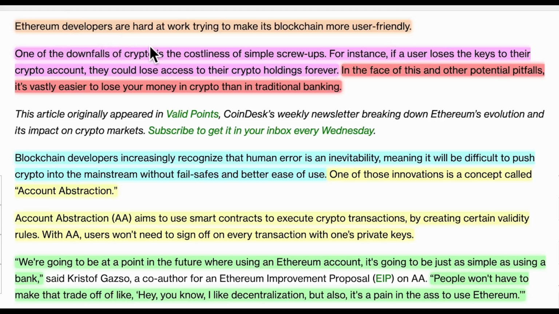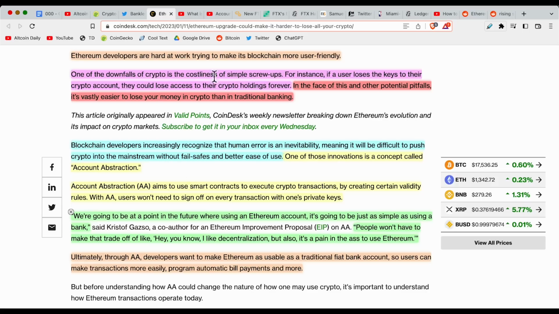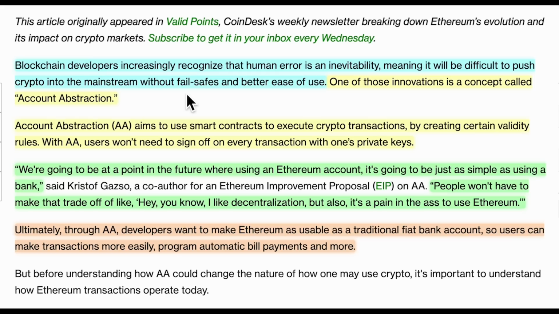Ethereum developers are hard at work trying to make its blockchain more user-friendly. One of the downfalls of crypto is the costliness of simple screw-ups. For instance, if a user loses the keys to their crypto account, they could lose access to their crypto holdings forever. In the face of this and other potential pitfalls, it's vastly easier to lose your money in crypto than in traditional banking. I think even us crypto believers agree with this. Blockchain developers increasingly recognize that human error is an inevitability, meaning it will be difficult to push crypto into the mainstream without fail-safe and better ease of use.